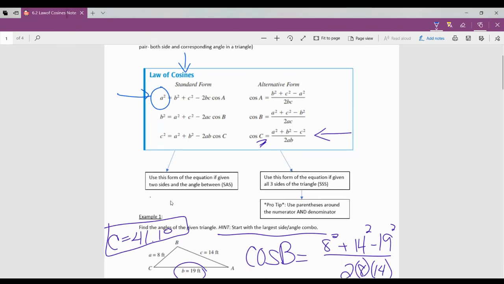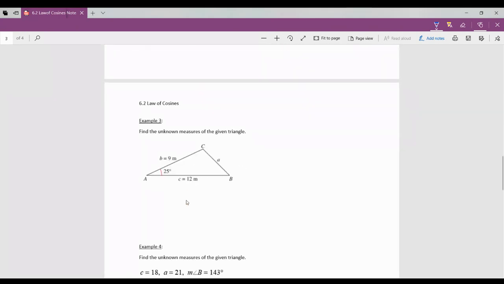All right, so a squared equals b squared plus c squared, so I'm going to just start that out. A squared equals b squared plus c squared, so 9 squared plus 12 squared. And then I'm going to just read off what the equation is. Minus 2 times b times c, so 2 times 9 times 12 times cosine of angle A. And that's 25. Running out of room.